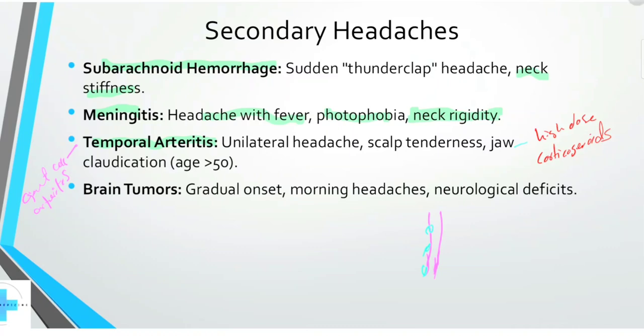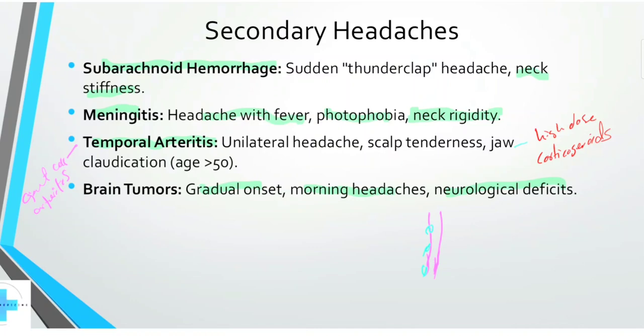Brain tumors, the pain tends to be gradual onset. It happens in the morning, as the thing gets bigger, and you get some neurological deficits. Again, if you have a space occupying lesion and it's pushing against, for instance, part of your frontal lobe, let's say, again, remember your primary motor cortex, even the secondary, they're all in the frontal lobe, so you could find some neurological deficits in that way.